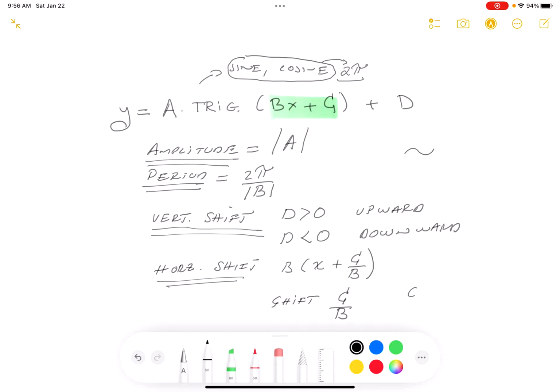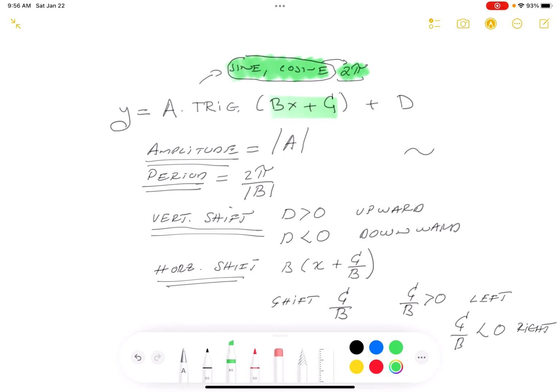Again, the shift is c over b. Now, if c over b is positive, it's to the left. If c over b is negative, it's to the right. All right? So let's repeat this. The trig functions we mostly deal with are sines and cosines. The period for the sine and the cosine is 2 pi.